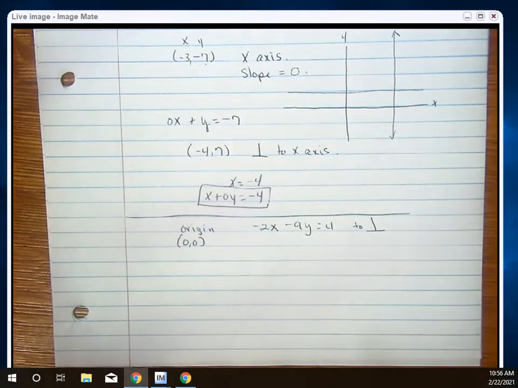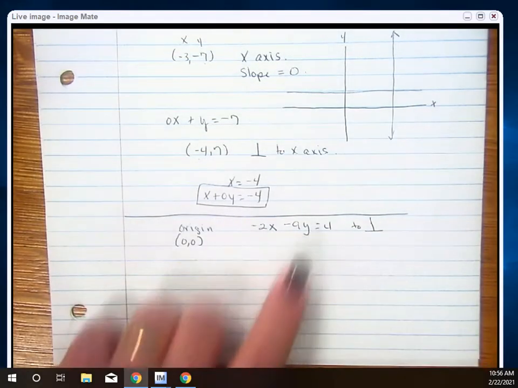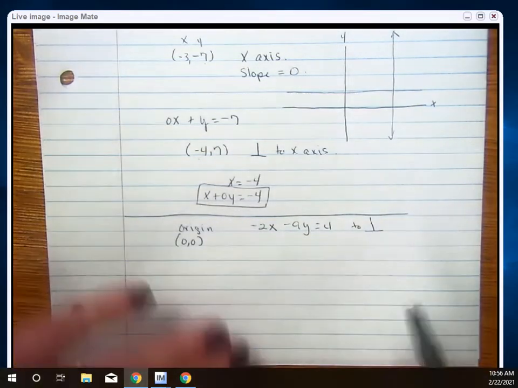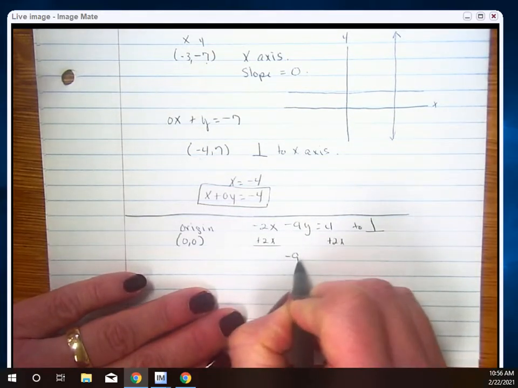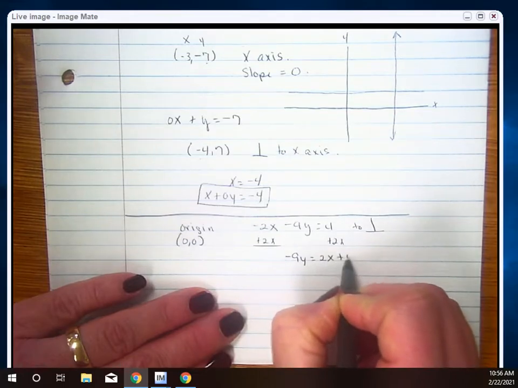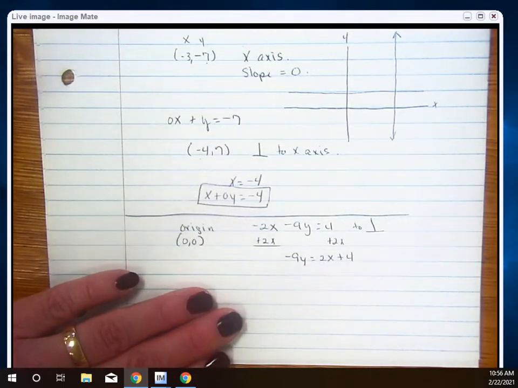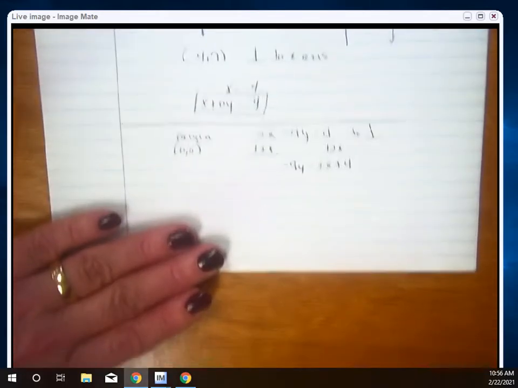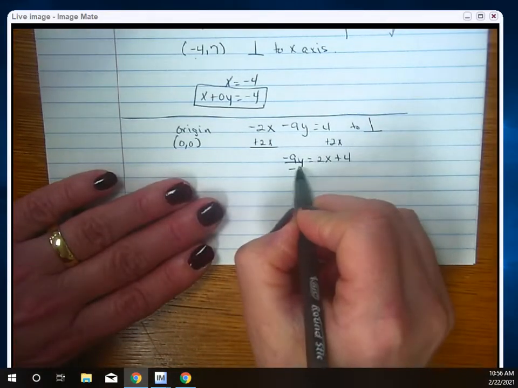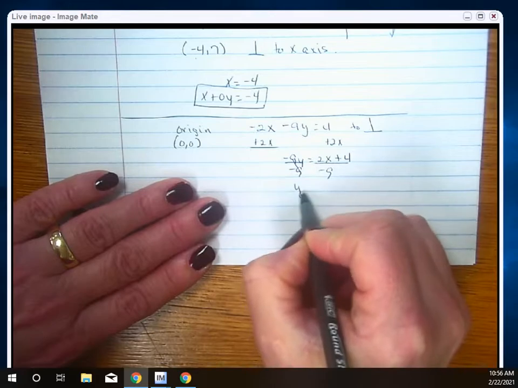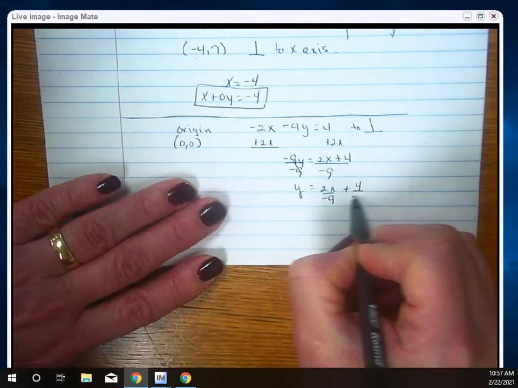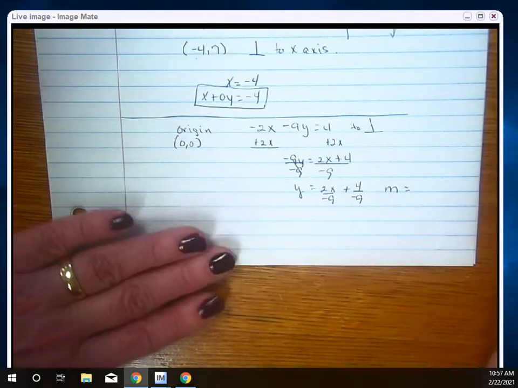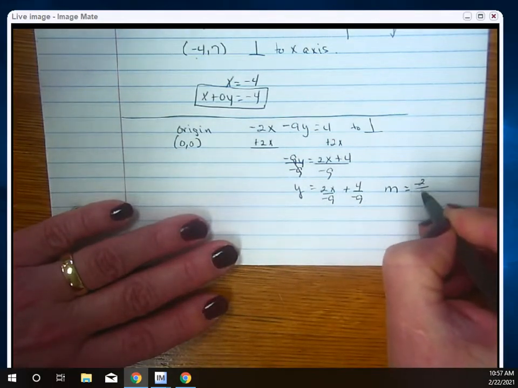Yes, you can solve for y. If you're solving for y, what do you do first? Add the 2x. -9y equals 2x plus 4. Then what? Divide by -9. If you divide by -9, then 2x over -9 plus 4 over -9, the slope is what? The -2 over 9.